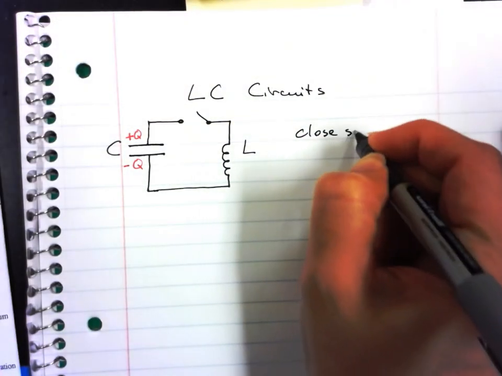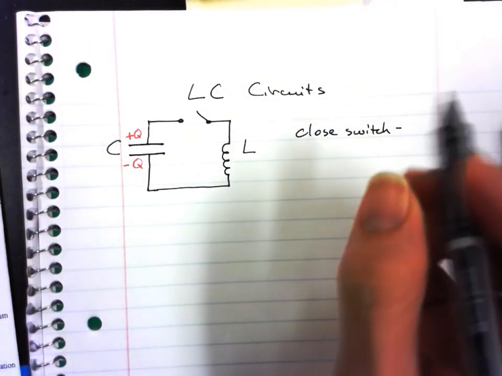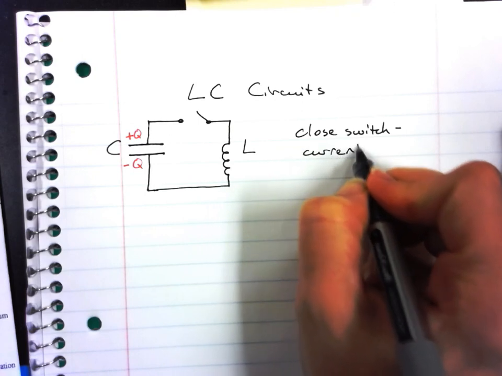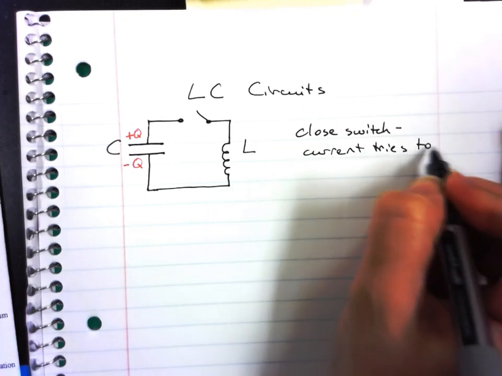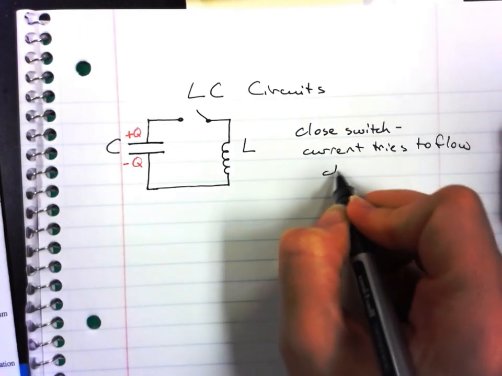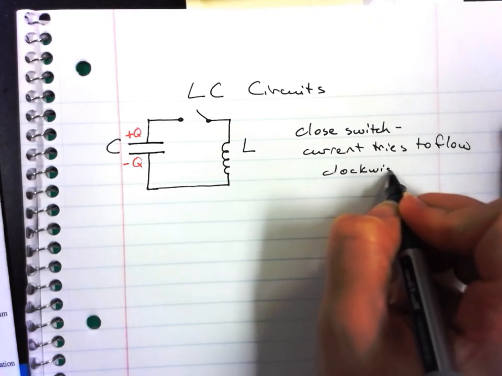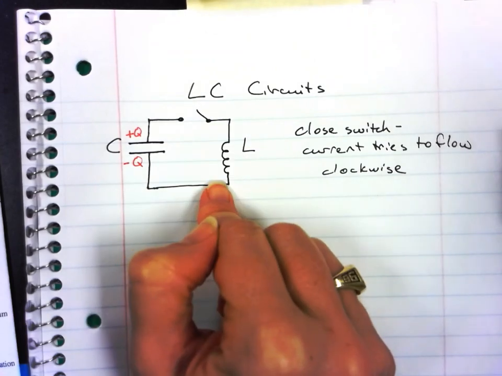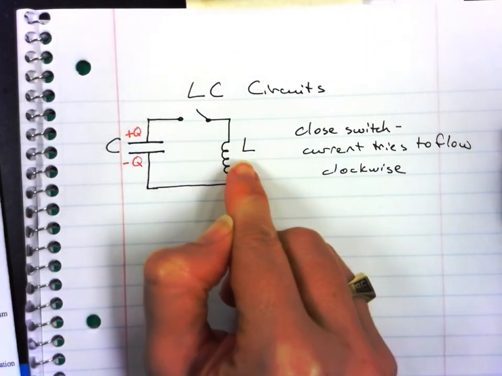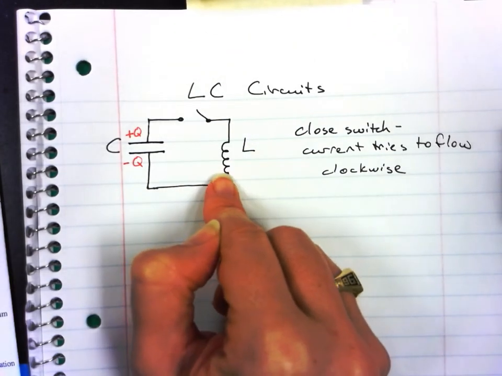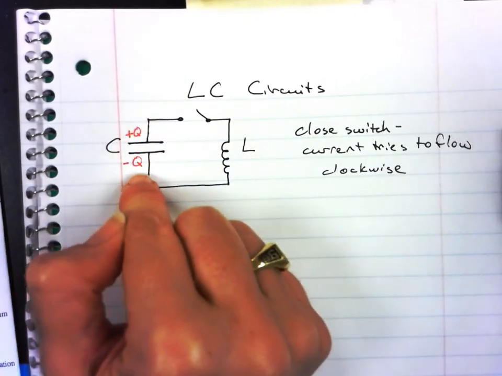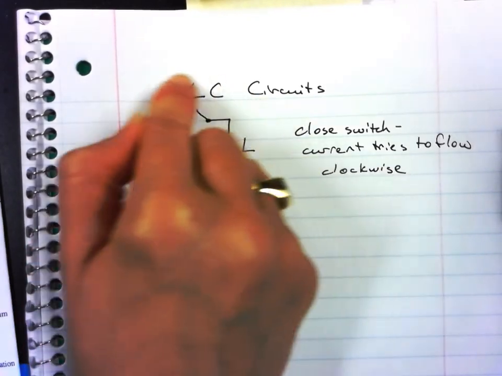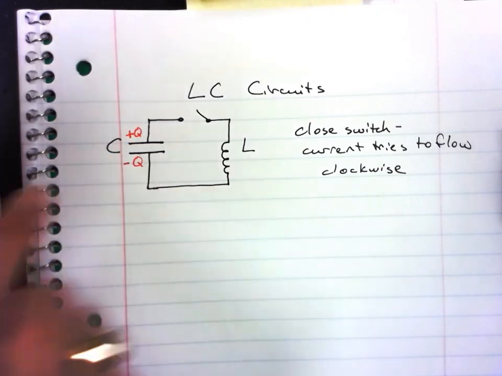When we close the switch, current tries to flow clockwise. Because, remember, there's no resistance in this circuit. It's just a bare wire, though it's a coil, and we'll come back to that in a second. But because it's a bare wire, if this switch is closed, these electrons now have a way to get back to this positive plate. There's no potential difference.